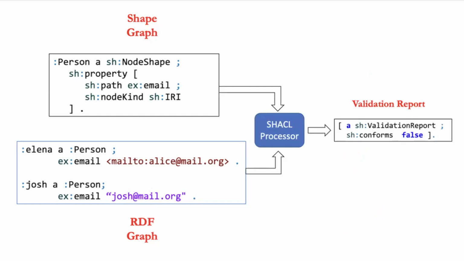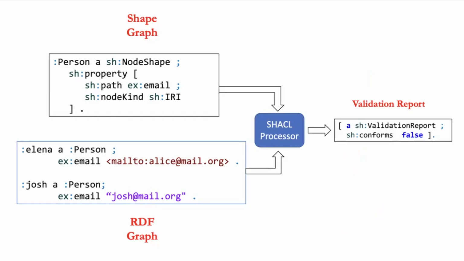Now, of course, there'll be more information. You've seen their message outputs. You'd be like, not only is this not conformant, but it fails for this reason. It'll point you to the node, the part of the shape graph that generated the violation. It'll tell you exactly in the RDF graph what went wrong, right?